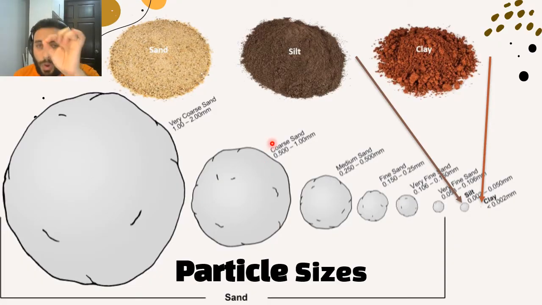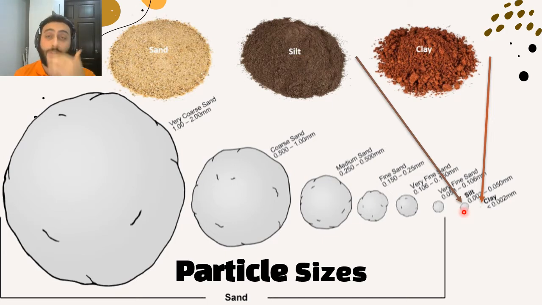Now, let's talk about the particle size. Particle means only one sand, for example. One sand is one particle. Now, sand has different particle sizes. For example, it has particle size this big and it has particle size this big. So it has big and small particles. Sand has the largest soil particle. Next is silt. Silt's particle is smaller than sand's. Even the smallest sand particle is bigger than silt particle.